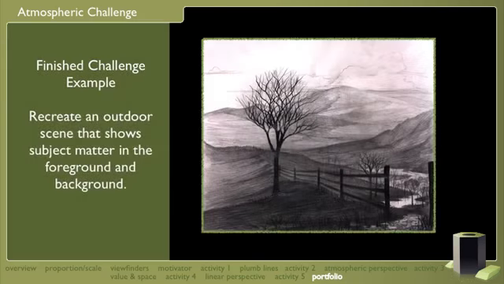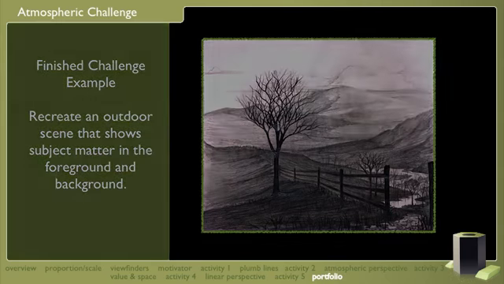Find an outdoor scene that offers subject matter both in the foreground and background. Distant forms should appear light and less distinct than objects that are near you. Exaggerate the value differences between foreground and background in order to create the illusion of depth.